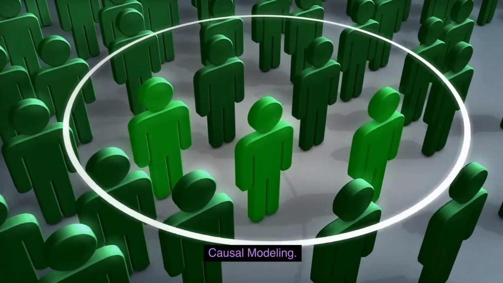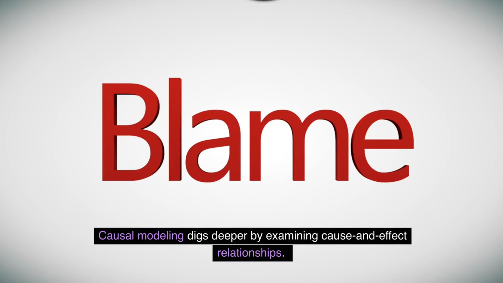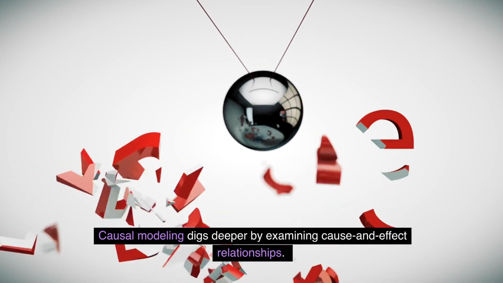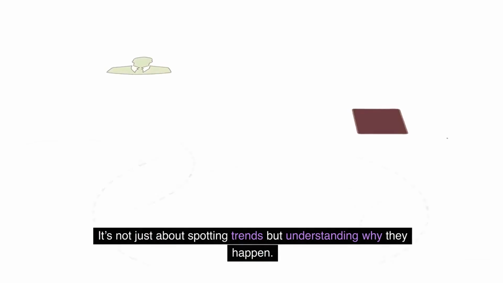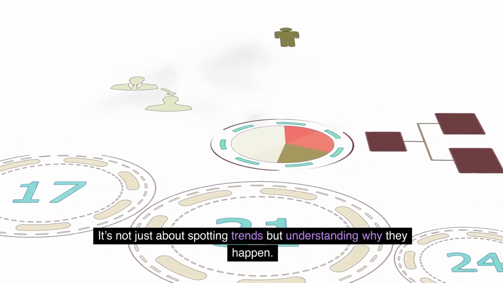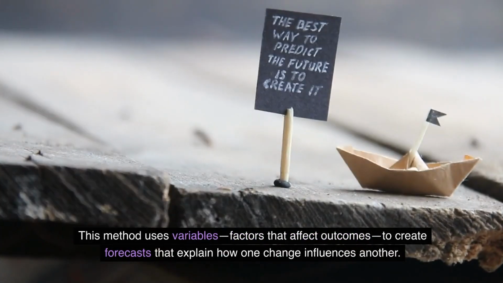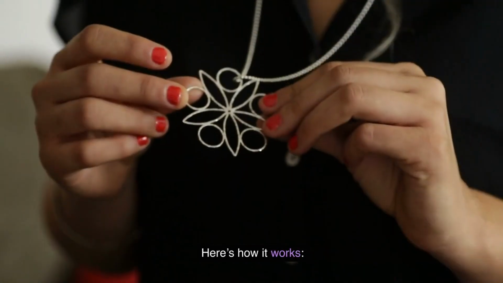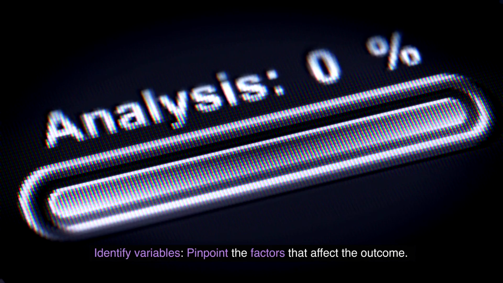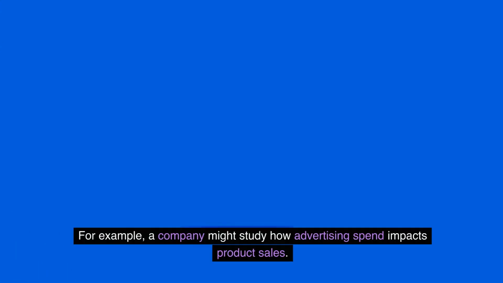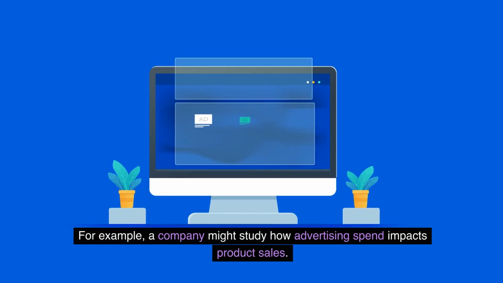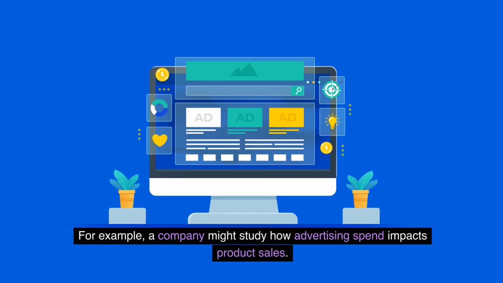Causal modeling. Causal modeling digs deeper by examining cause and effect relationships. It's not just about spotting trends but understanding why they happen. This method uses variables, factors that affect outcomes, to create forecasts that explain how one change influences another. Here's how it works. Identify variables. Pinpoint the factors that affect the outcome. For example, a company might study how advertising spend impacts product sales.